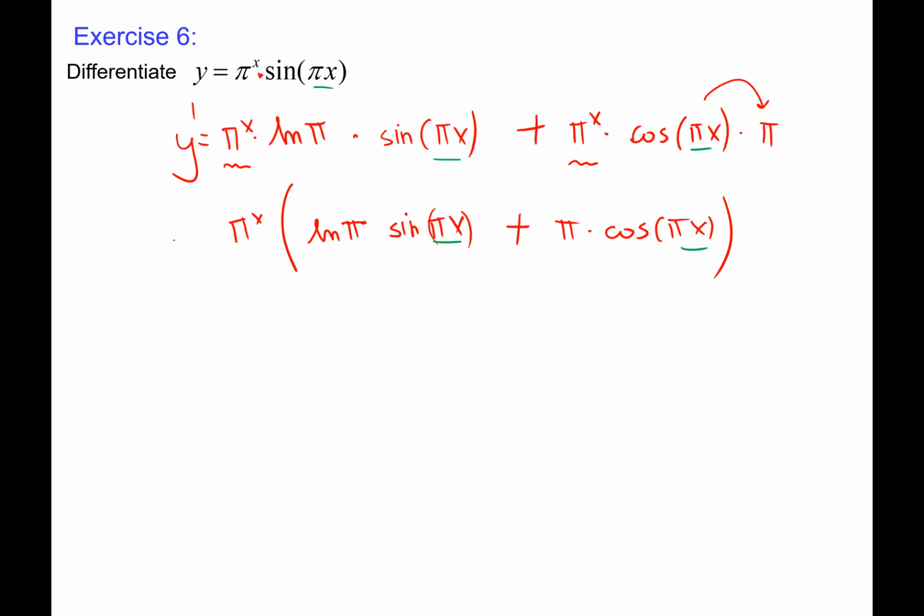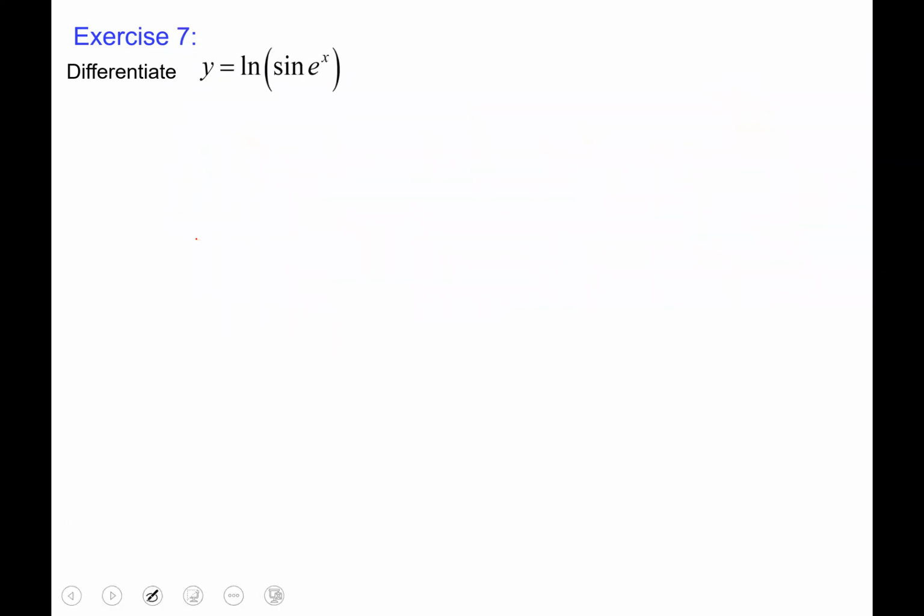Okay, actually, this is the final answer. Okay. Exercise number 7. Differentiate natural log of sine of e to the x. Okay, we do not have a product here. We just have two inner functions. Sine is the inner function and e to the x is the inner function.